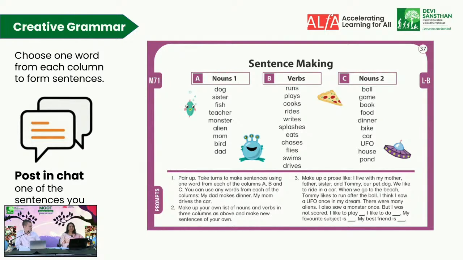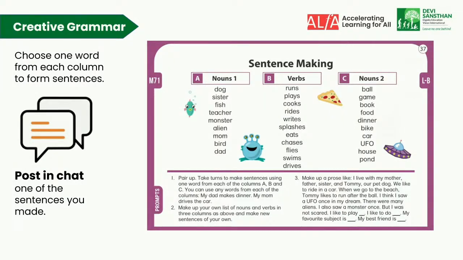So Sunita, let's give it a try, you and I as well. And please post your responses in the chat. We want to see what sentences you're making. So I have come up with dog, rides, UFO. Oh, that's creative. Dog rides UFO. Nice. We want to hear yours in the chat as well. I'm going to come up with teacher splashes in a pond. What do you think? It sounds all right. But you added articles, and that's what they will do next, is add articles and other things, like adjectives sometimes as well.